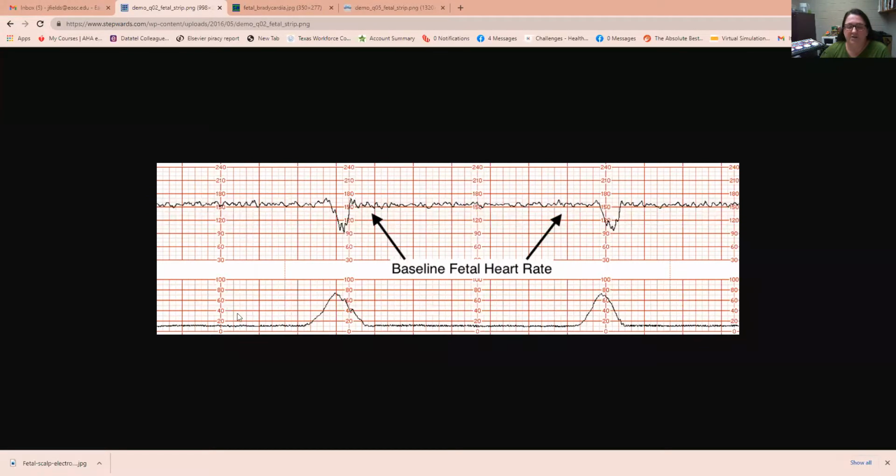So we're going to focus just on the contraction part. That's this bottom part. Ignore the fetal part for right now. We'll get back to that in a little bit.